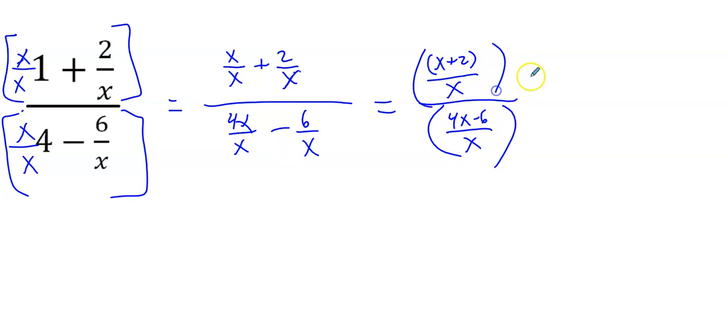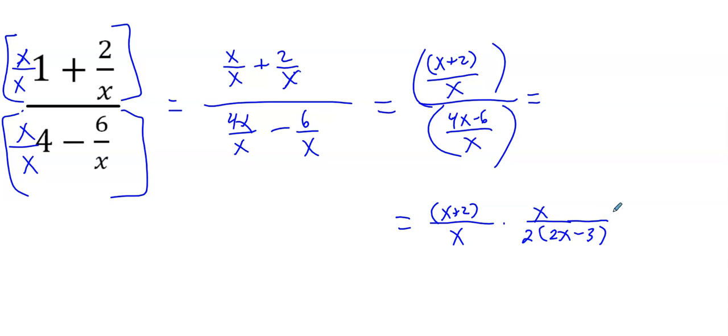Now I can use the same strategy we used before, which is to say, okay, we're going to do the numerator, which is x plus 2 divided by x. And we're going to flip the denominator, right? So now x is on top, and I'm going to simplify that by saying 2 times 2x minus 3, just in case something cancels here. These x's certainly cancel, and you're left with x plus 2 over 2 times 2x minus 3.